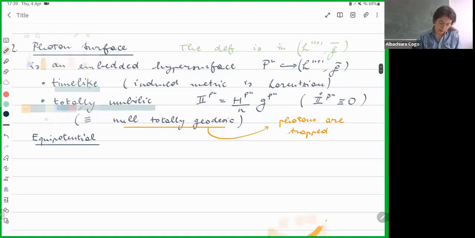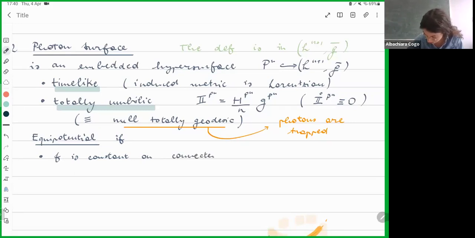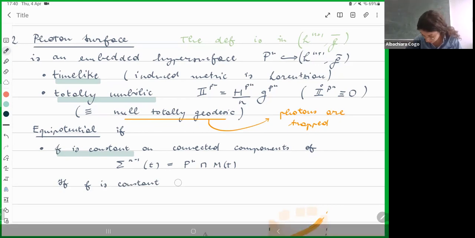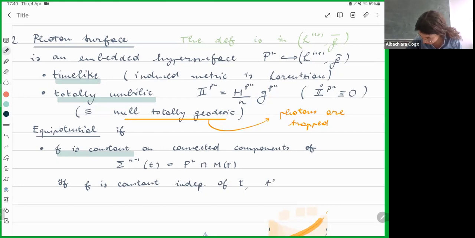And a photon surface is equipotential, which is what we are interested in, if the lapse function is constant on connected components of its time slice. So if I take the intersection of my photon surface with a time slice, which I'm going to call M_T, then the lapse function must be constant there. And if F is constant, no matter which time slice I take, independently of T, then P is a photon sphere.